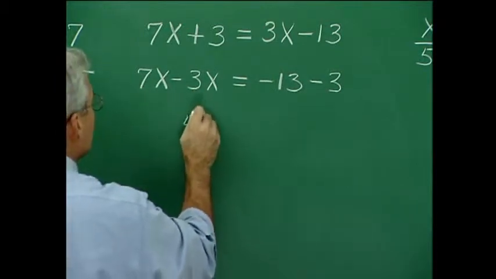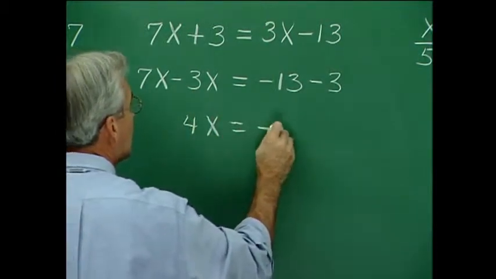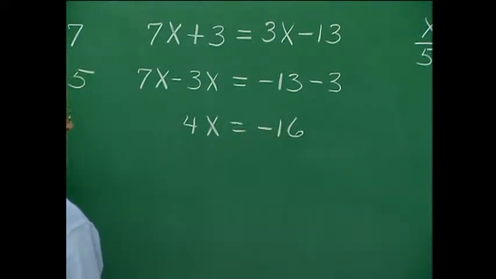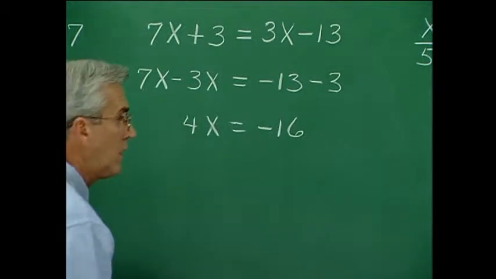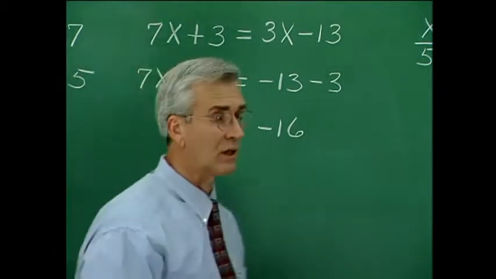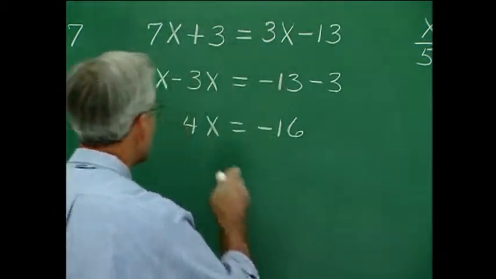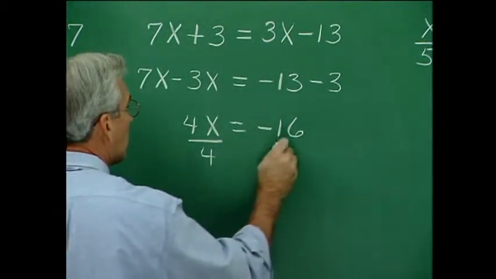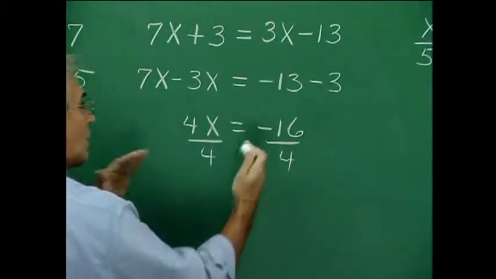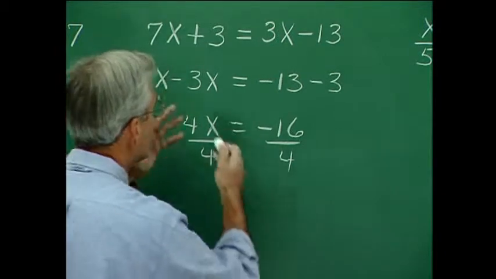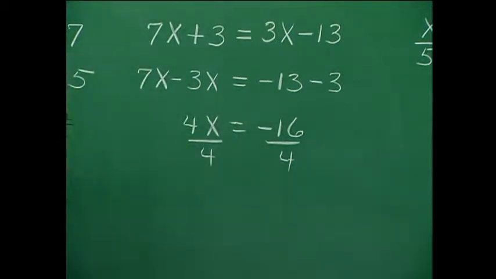Collecting over here I get 4x, collecting on the right I get negative 16, and then I want to divide on both sides by 4. The tendency here, when you have a simple equation like this and you want to divide on both sides by a certain number, is to just draw the line and put a 4 here, draw a line and put 4 here, rather than write another step.